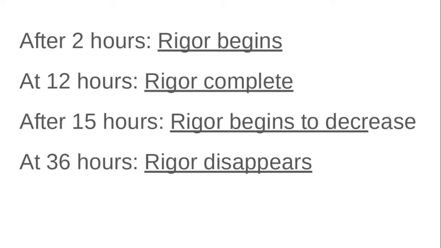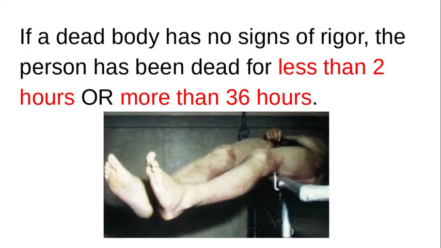After about 15 hours, that rigor is going to begin to decrease. And after 36 hours, that rigor mortis is gone completely. So if a dead body has no signs of rigor, investigators have to figure out, has that body been dead for less than 2 hours or more than 36 hours? If it was more than 2 hours, less than 36, you're going to see signs of rigor mortis. And we're going to use things like liver mortis and algor mortis to make that determination if it's less than 2 or more than 36.